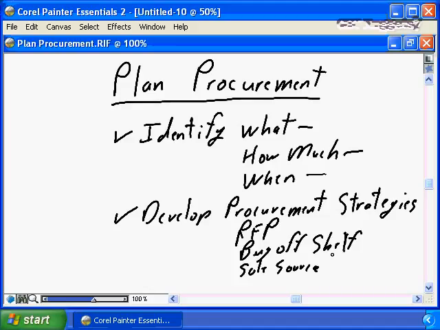Bottom line, from your project viewpoint, it doesn't really matter specifically the procurement strategy. You just need to determine the specific procurement strategy which satisfies your project requirements of what, how much, and when it needs to be bought for the project.